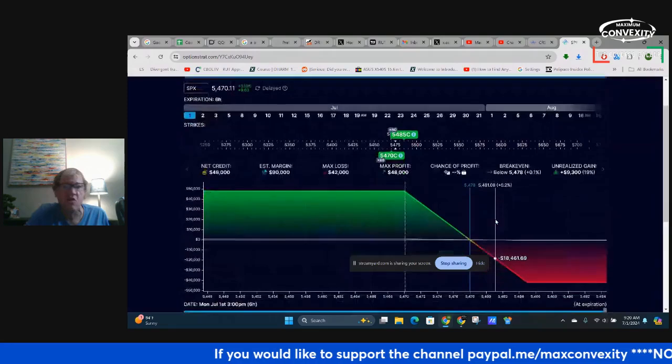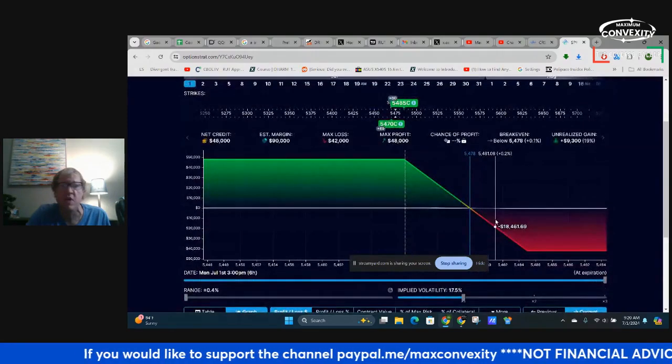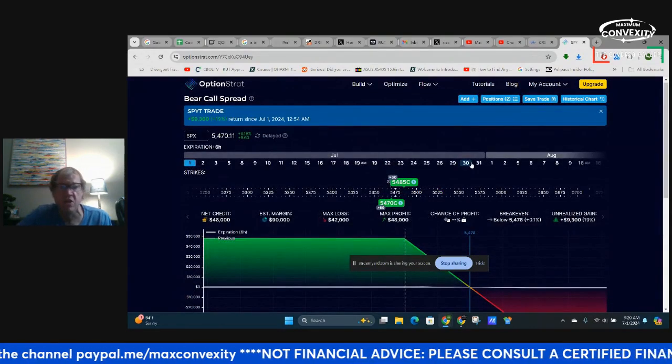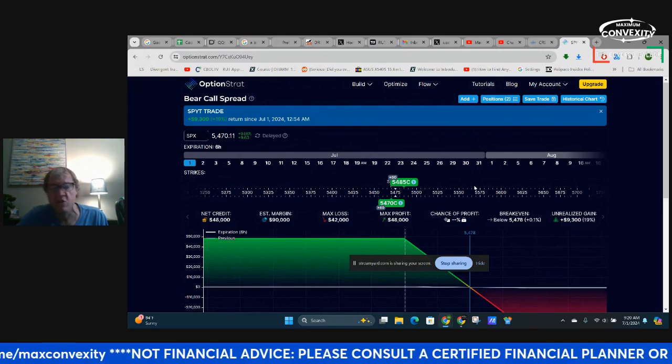But this is how the overlay works. And so this one's been around for a while. SPYT's been around for a couple of months. These are target funds. They only pay 20%. I say only.